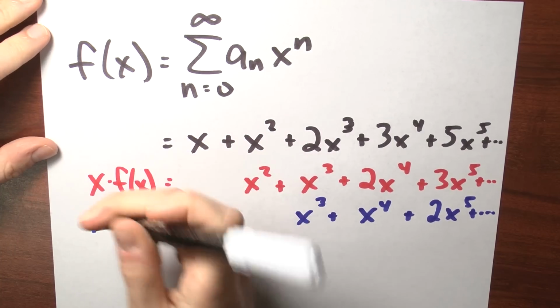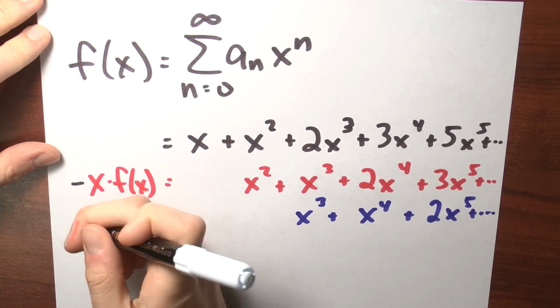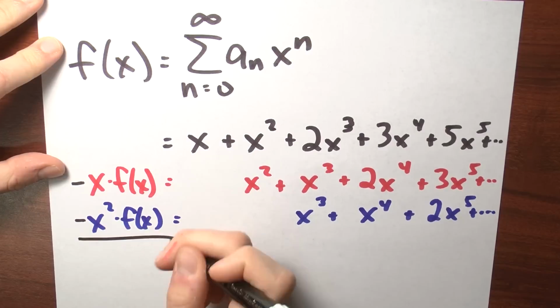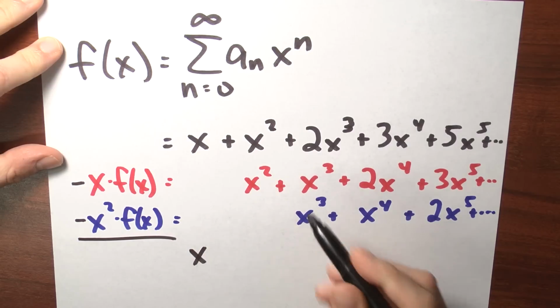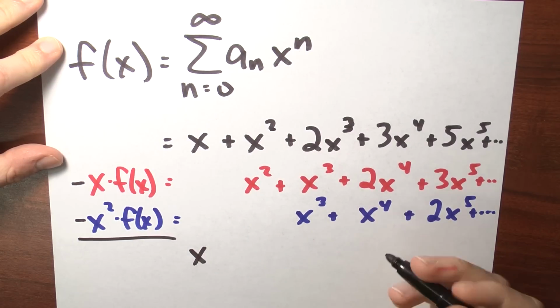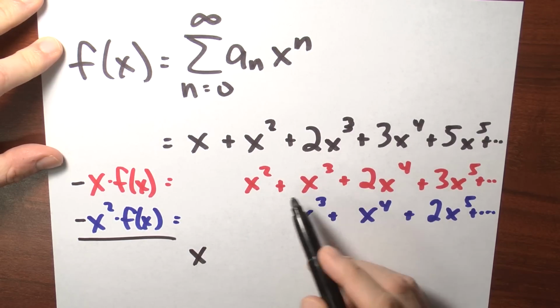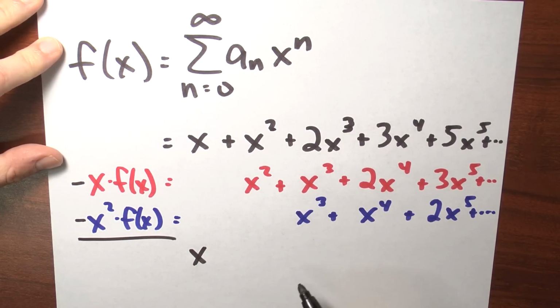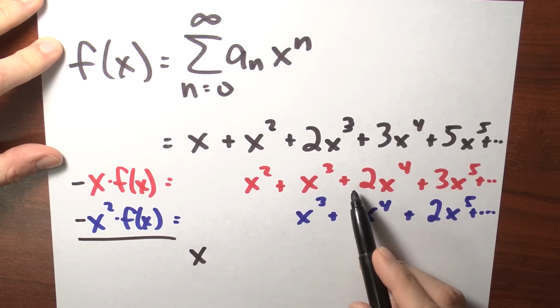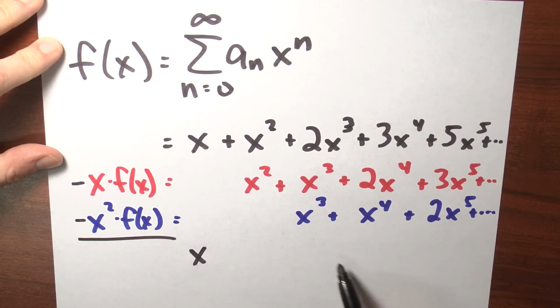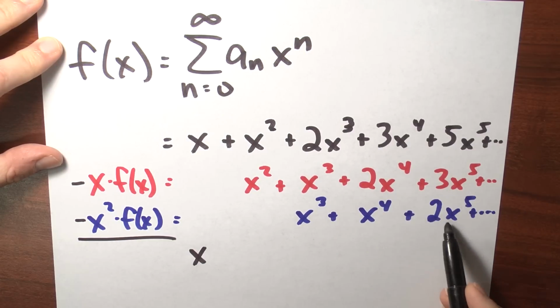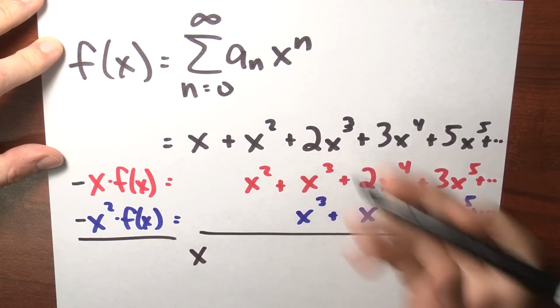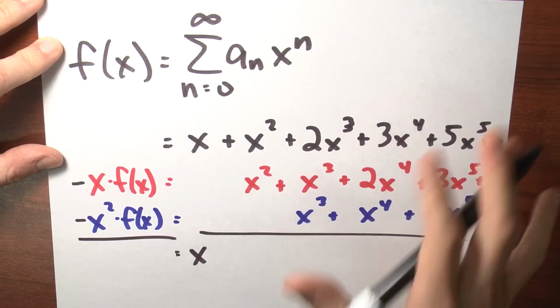So I've got f of x minus x times f of x minus x squared times f of x. And that's equal to, well, the x survives. X squared minus x squared, that cancels. 2x cubed minus x cubed, that cancels. 3x to the fourth minus 2x to the fourth minus x to the fourth, that cancels. 5x to the fifth minus 3x to the fifth minus 2x to the fifth, that cancels. Well, everything cancels. And that's not a coincidence, right?